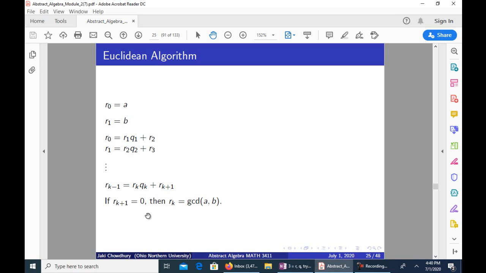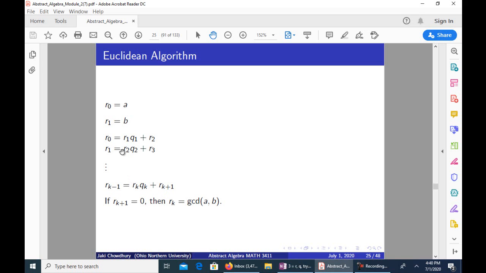Why is that the case? Well, if r_{k+1} is 0, then what is the GCD of r_k and r_{k+1}? Well, if r_{k+1} is 0, the GCD of r_k and r_{k+1} would be r_k. But the GCD of r_k and r_{k+1} is the same as the GCD of r_k and r_{k-1}. So the GCD of these two and the GCD of these two are the same. So you can say that the GCD of r_{k-1} and r_k would be r_k.